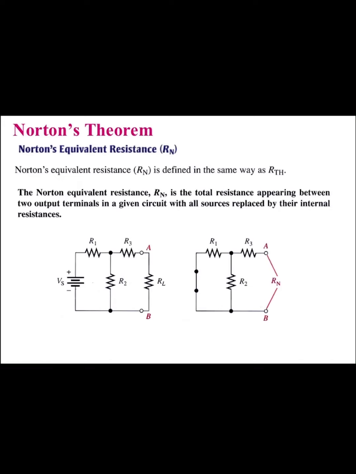In case no internal resistance is mentioned, we will replace a voltage source by a short circuit, meaning zero resistance, and a current source by infinite resistance, meaning open.